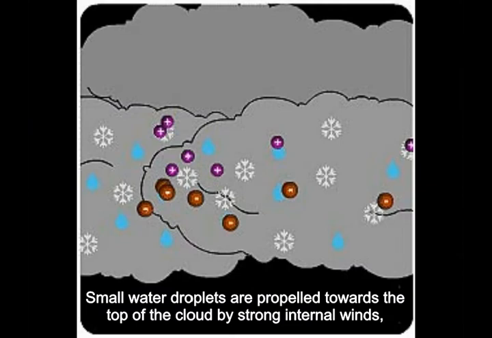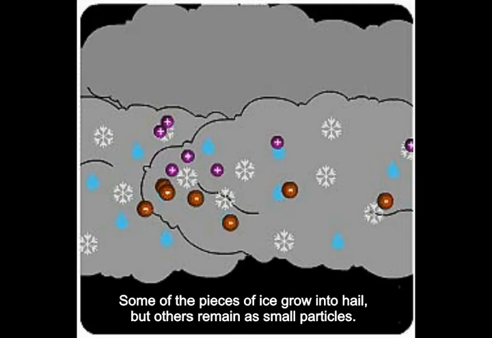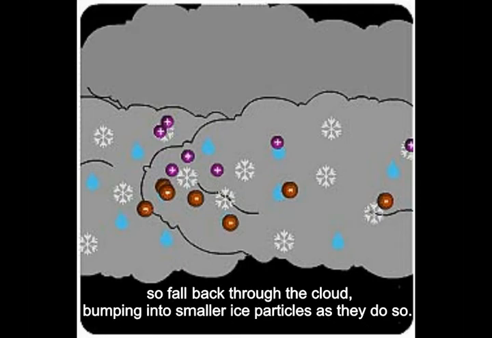Small water droplets are propelled towards the top of the cloud by strong internal winds, or updraft, where they turn to ice. Some of the pieces of ice grow into hail, but others remain as small particles. Some of the hail that forms becomes too heavy to be supported by the updraft, and so falls back through the cloud, bumping into smaller ice particles as it does so.